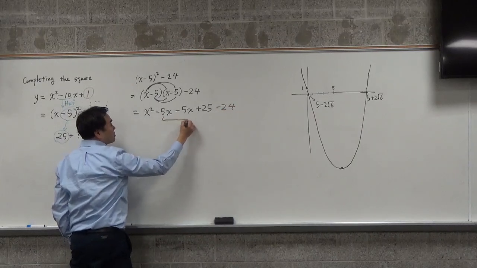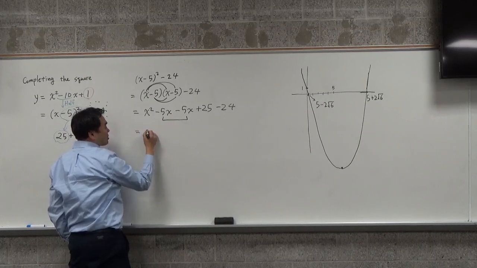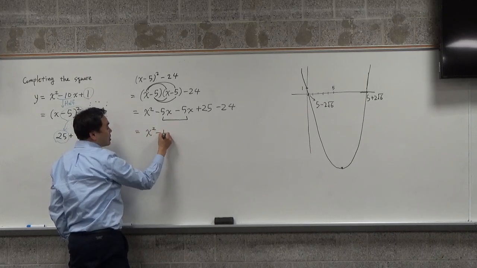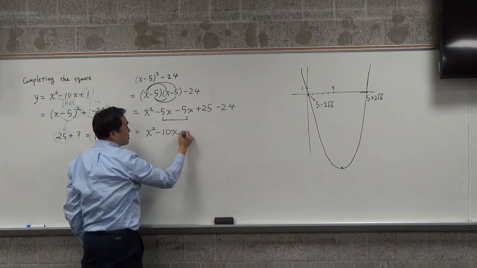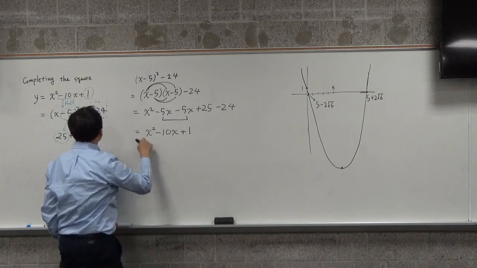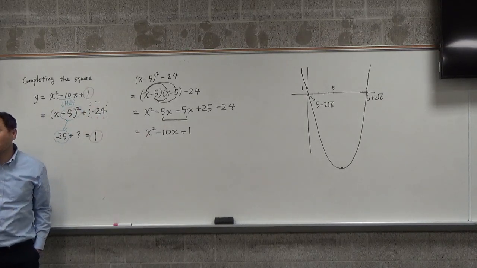And then look at this. These are like terms. What's negative 5x plus negative 5x? What do you get? Negative 10x, right? And then what's 25 minus 24? 1, which is exactly what you started with, right? So you can check your answer like this.